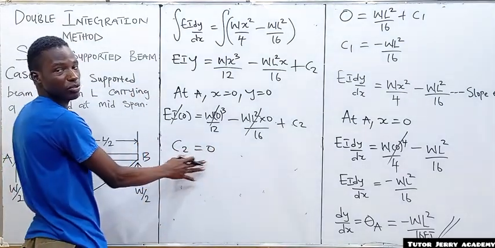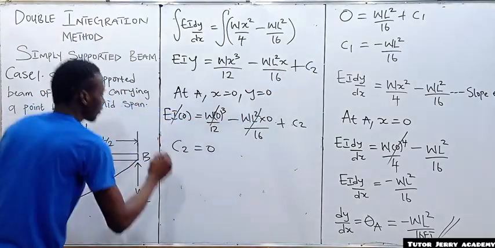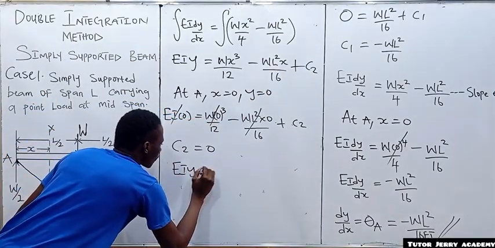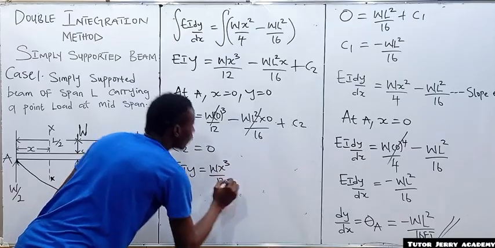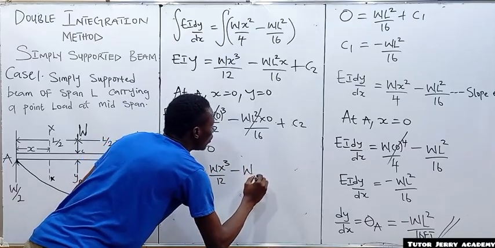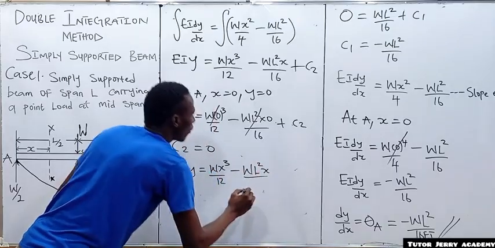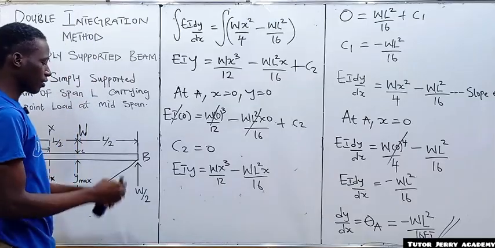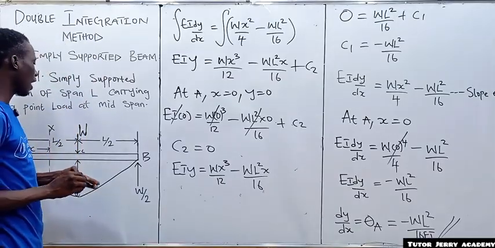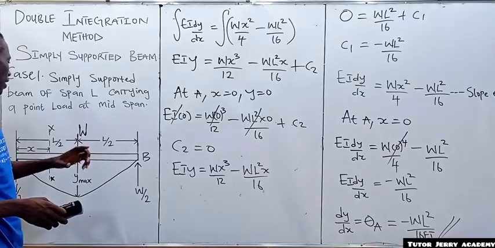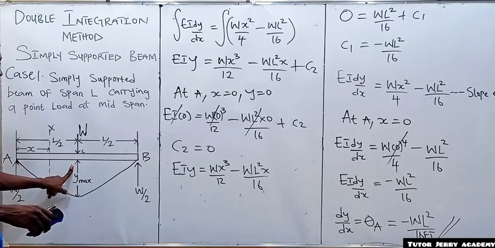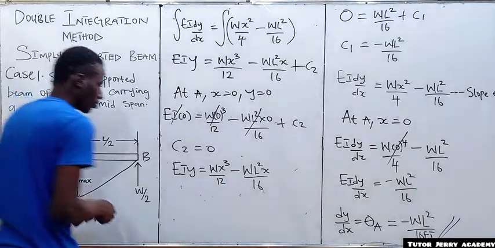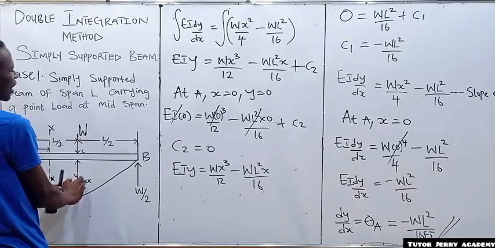If I substitute c2 equal to 0 here, I'm just going to be having this. So EIy equals wx to the power of 3 all over 12 minus w l square x all over 16. This is what we have. Now we can apply our conditions at C. At C we know that x is equal to L over 2. To get the maximum deflection we apply boundary conditions at C.